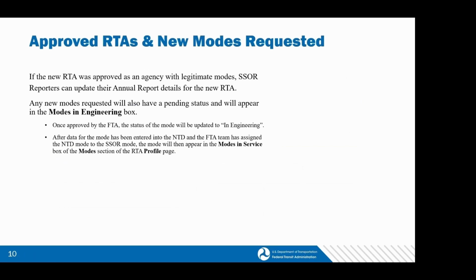Now let's talk about approved RTAs and new modes requested. If the new RTA was approved as an agency with legitimate modes, SSOR reporters can update their annual report details for the new RTA. Any new modes requested will also have a pending status and will appear in the Modes in Engineering box. Once approved by the FTA, the status of the mode will be updated to in Engineering. After data for the mode has been entered into the NTD and the FTA team has assigned the NTD mode to the SSOR mode, the mode will then appear in the Modes in Service box of the Modes section of the RTA profile page.